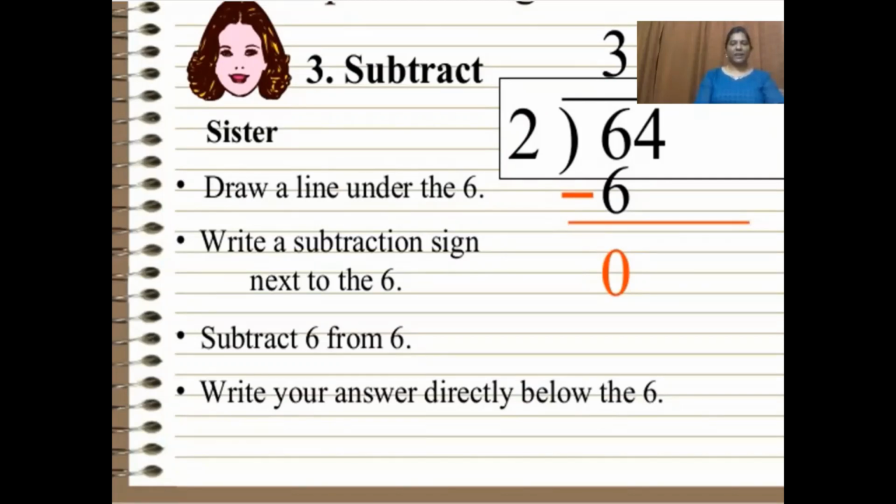So we have already done. See this example problem. The first number is 6. 6 is in a tens place. So 1 2's are 2, 2 2's are 4, 3 2's are 6. So write 3 on the top and write 6 underneath 6. So when we subtract 6 minus 6, that is equal to 0.